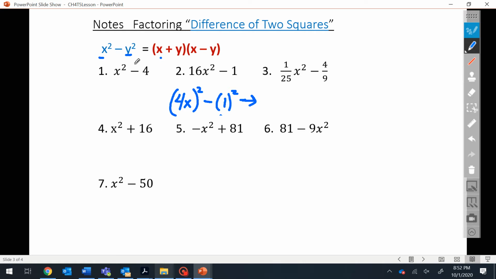In this example, x would be 4x. So 4x is what's being squared for the first term, and then what's being squared for the second term is 1. So that would be y. So we'd have 4x plus 1 for the first one, for x plus y, and then 4x minus 1 for the second one. So this is the factored form, 4x plus 1 times 4x minus 1. And if you distribute it, you would be able to see you get back to 16x squared minus 1.